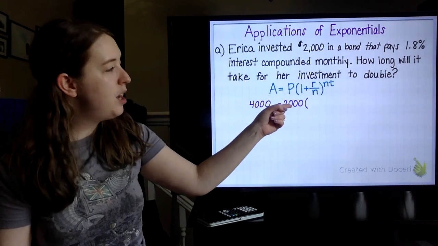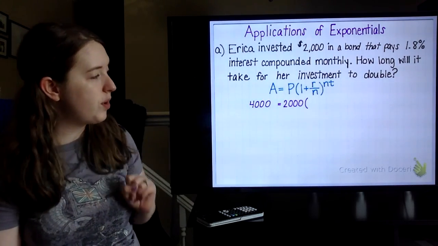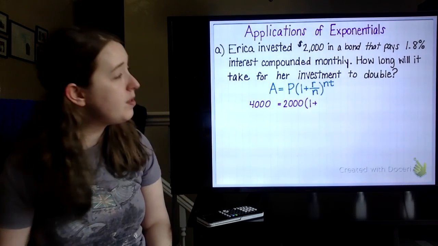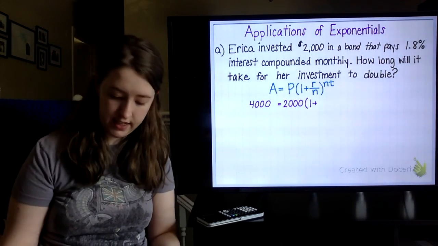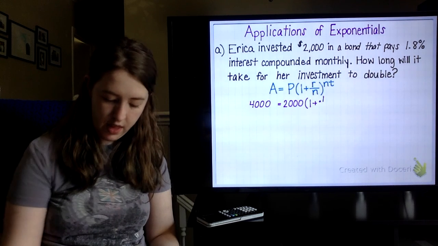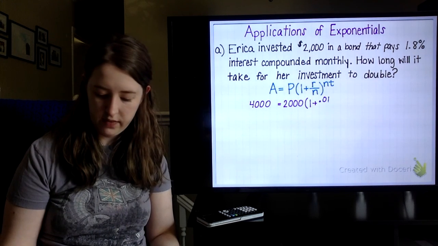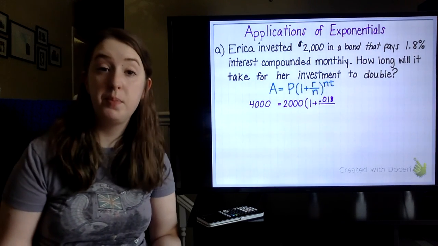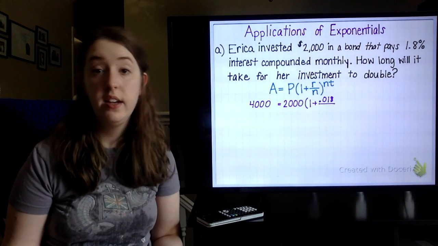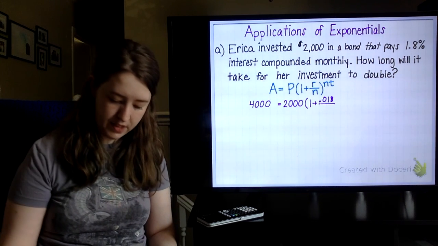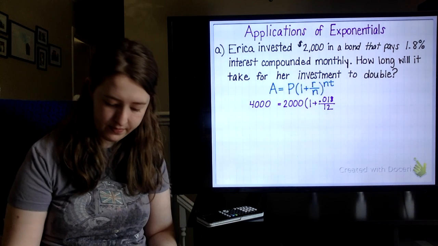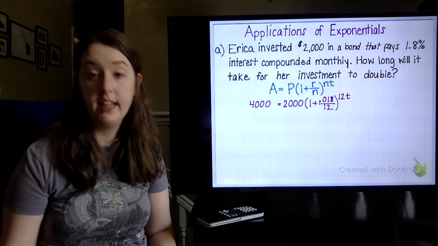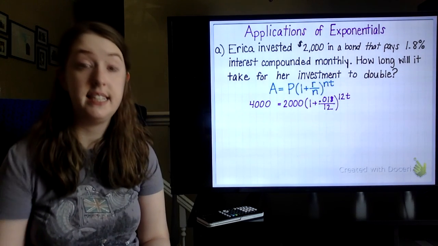Okay, so double our investment of $2,000 is $4,000. And then we'll have 1 plus my rate, which is 1.8%. Put into a decimal, that's 0.018, over n, the number of times per year that it's compounded. Since it's compounded monthly, that happens 12 times a year, so n is 12. And we don't know what t is, so we're going to leave it as t.